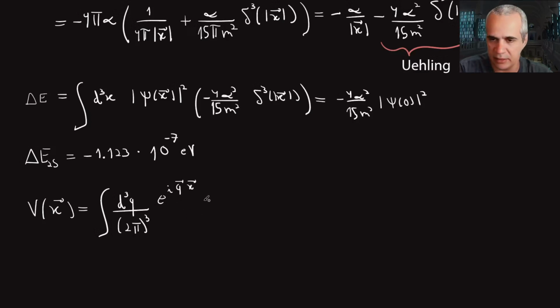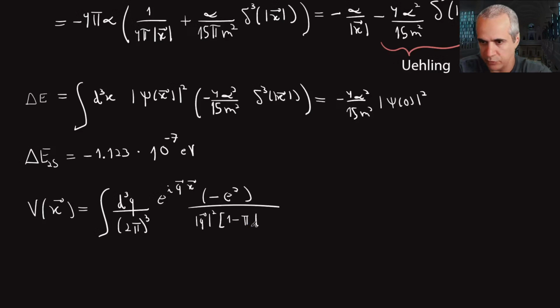And rewrite the momentum space potential in its full glory. So there's a minus e squared over q squared, times 1 minus pi 2 of minus q squared. So that's the integral we want to do.